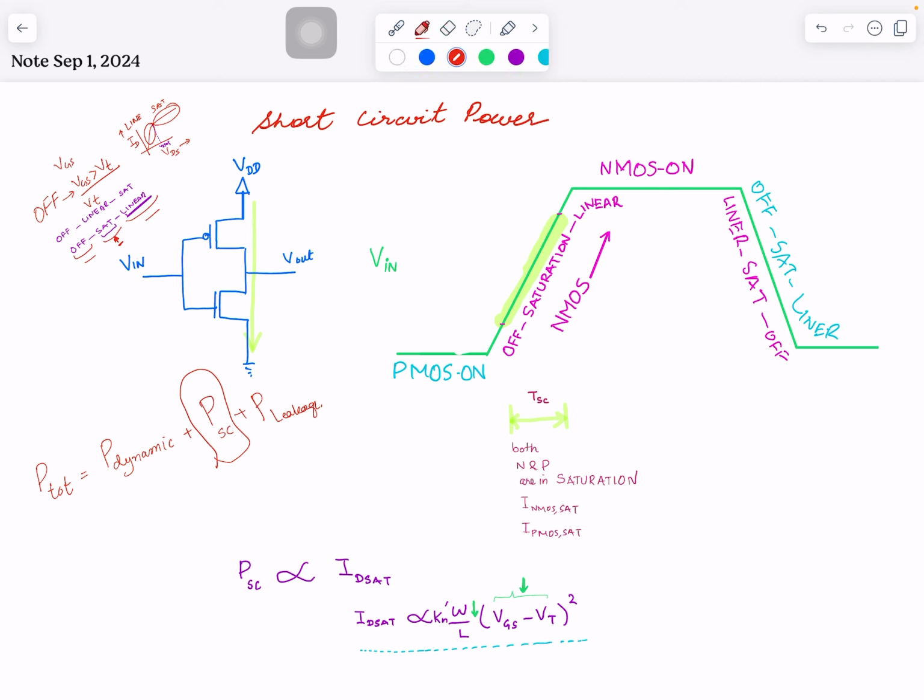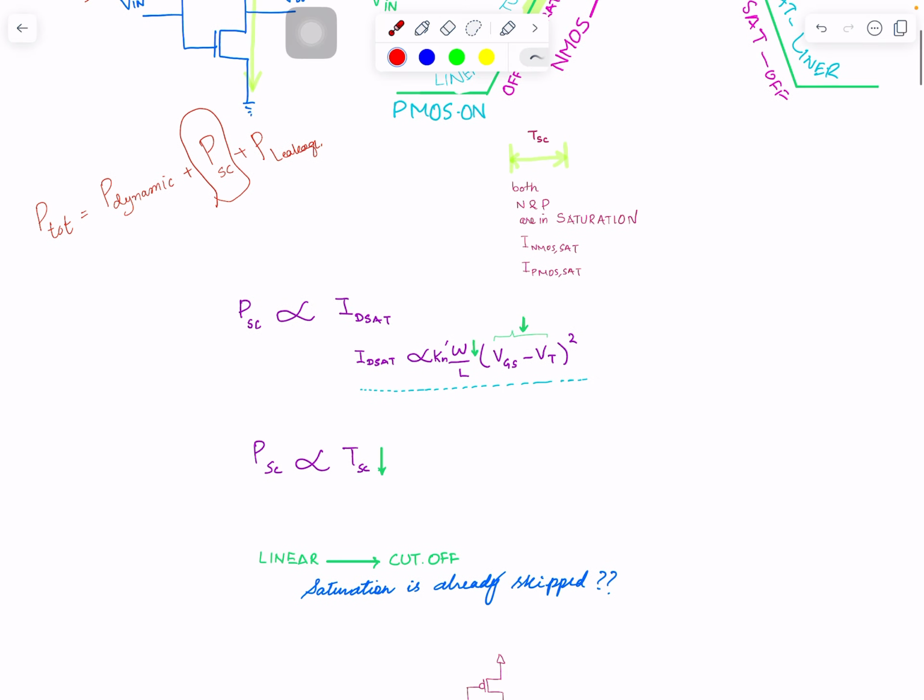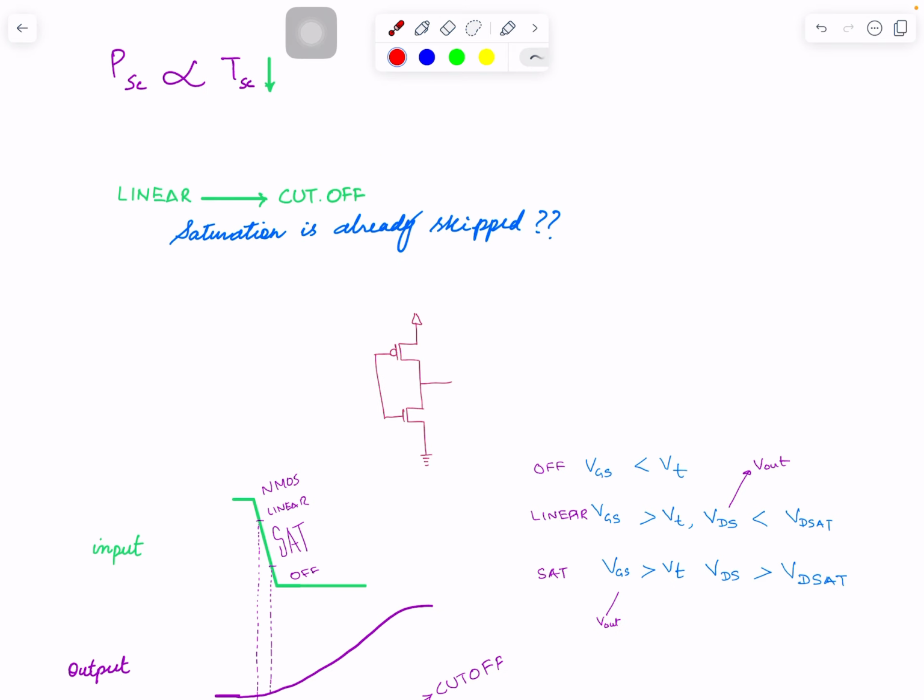PMOS is on, and here let's say PMOS was in linear up to this point. Then it went into saturation. Then it's off. In the same way, NMOS was off initially. As soon as you hit this voltage, this is the VT. After that, since our output voltage is already at VDD, it goes into saturation and then it's off. I think I explained it a little bit more, so maybe this is good here. We will get back to this.